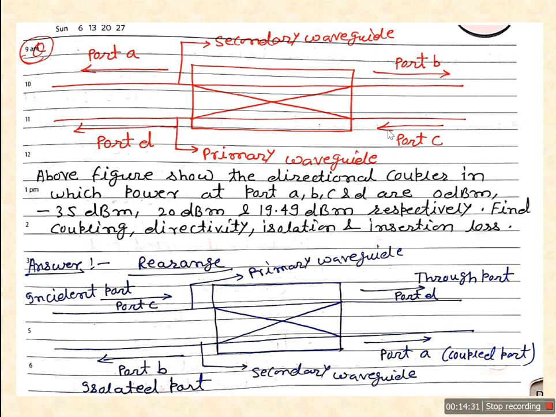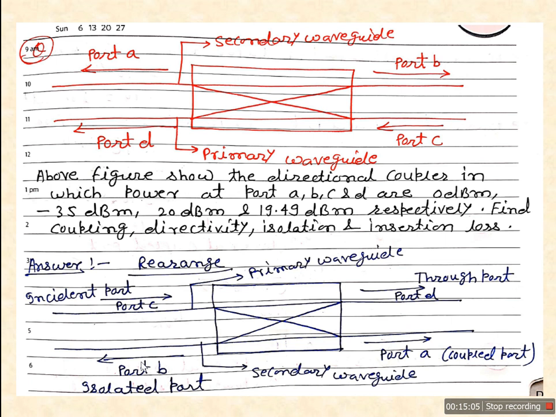How do you identify it? First check the different sign on one side. Then you are sure that one of them is the input port. Then check the sign. Here the direction is the same, so port C becomes the input port. Here the incident port is port C, and flip it. Then port D becomes the through port, port A becomes the coupled port and port B becomes the isolated port.